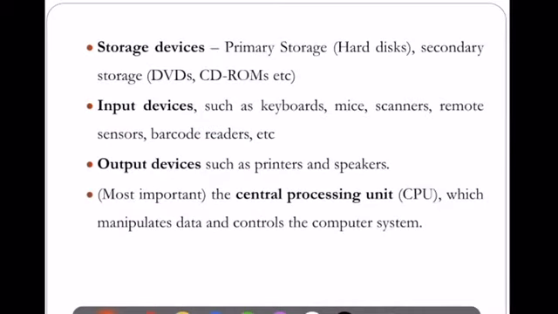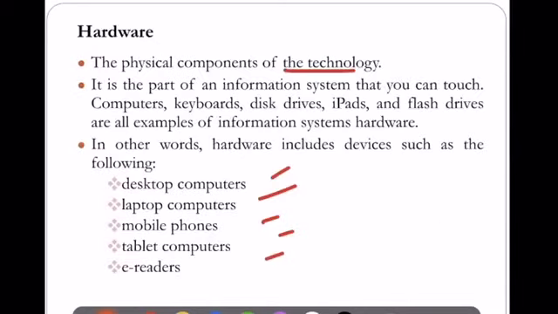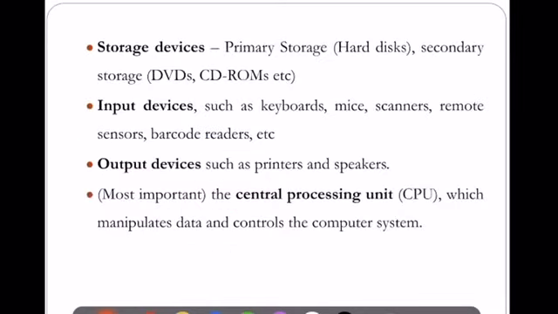And we have different types of hardware. For example, we have storage devices, primary storage and secondary storage. When you say primary storage, we have hard disks. Secondary storage, we have DVDs, CD-ROMs. And we have also input devices such as keyboards, mic, scanners, remote sensors, barcode readers. Any device that helps to enter data into a computer system, we call it input device. We have also output devices such as printers and also speakers. If there is input, then we expect outputs. So for output we have printers and also speakers for sound.